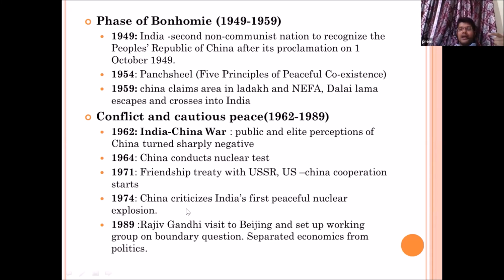And then after that, in 1964, another important event came. That is, China conducted its first nuclear test.